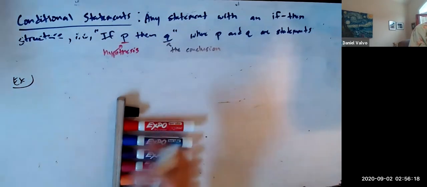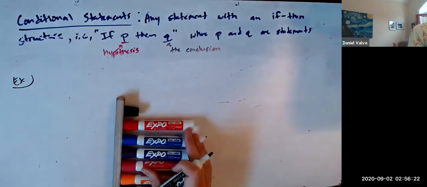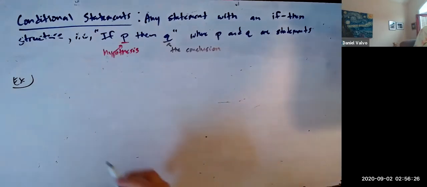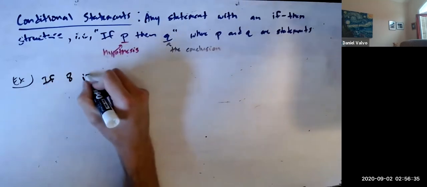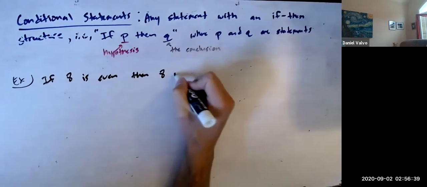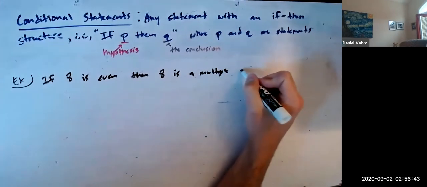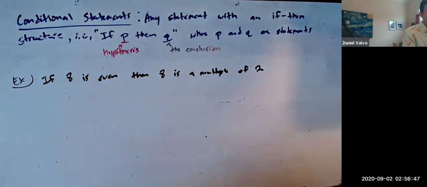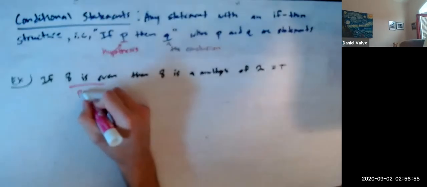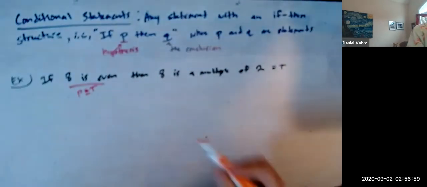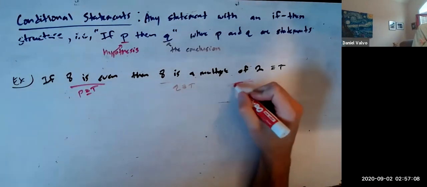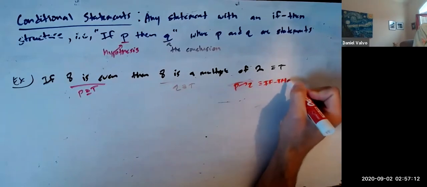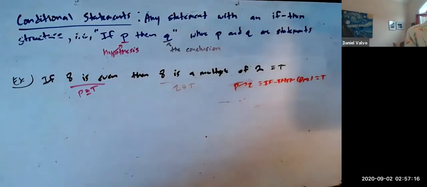So example: if 8 is even, then 8 is a multiple of 2. And I think we can all agree this is true. In our particular case, we have P true and we have Q true. And I'm just going to skip to the punchline. P implies Q, which is if-then PQ, is true.